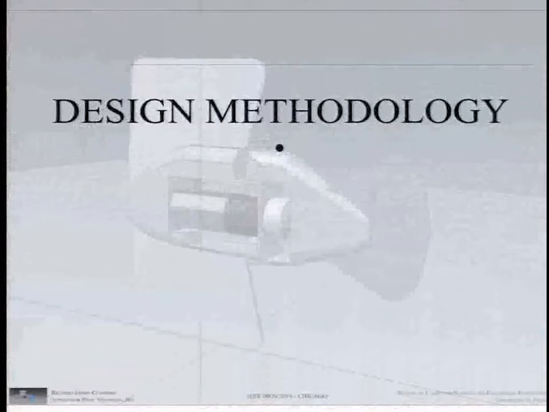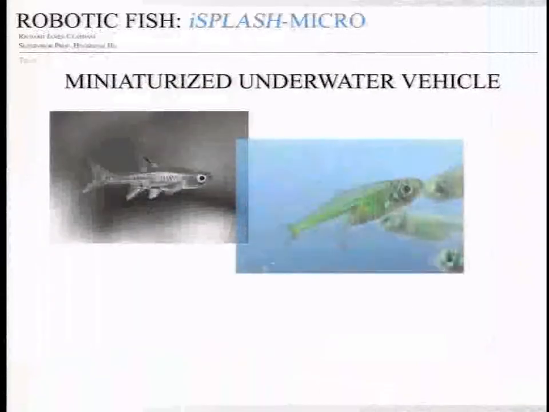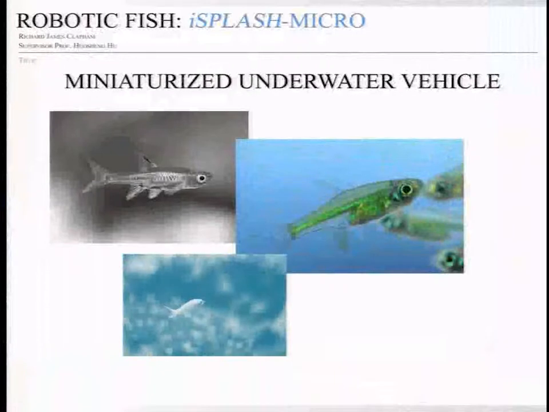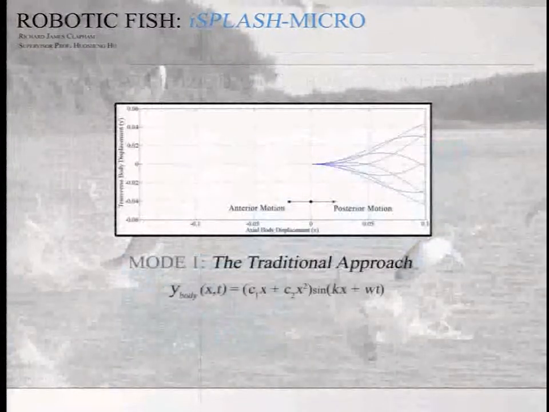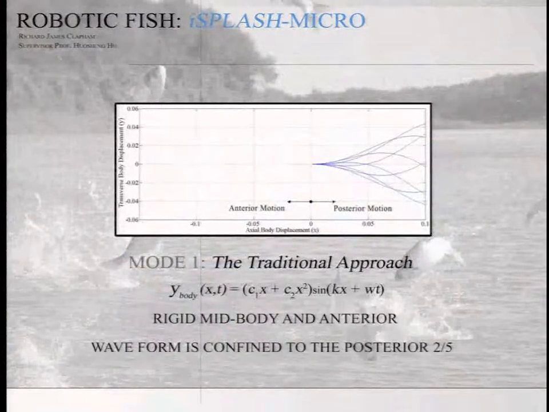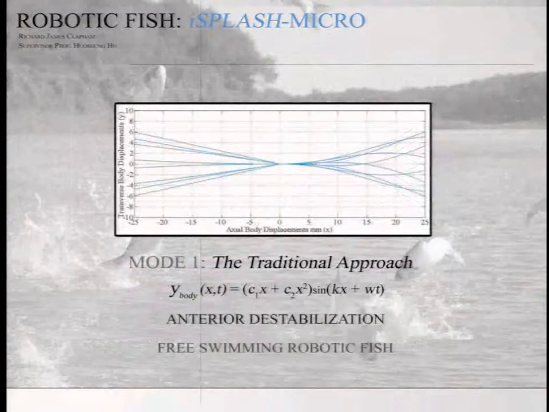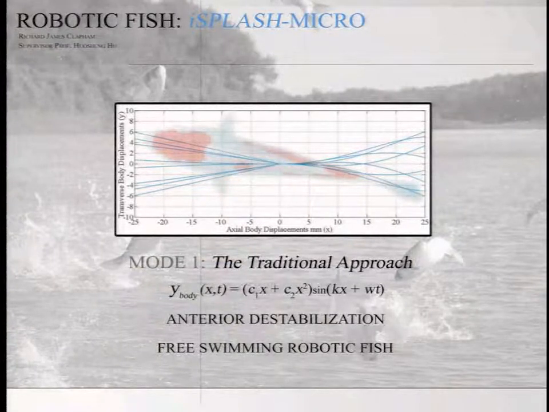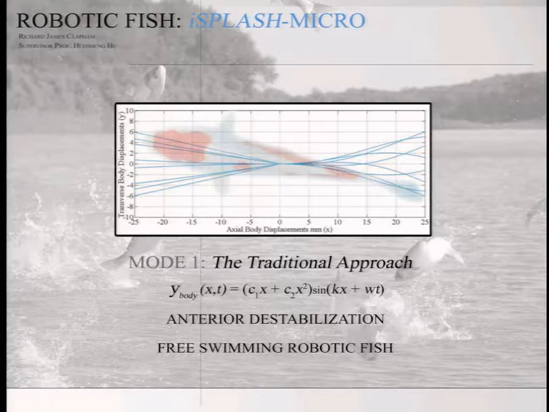Our main objective was to develop a high-speed millimeter scale build, as miniaturization can greatly benefit underwater operations. The traditional approach of previous designs typically confines the waveform to the posterior half of the body length. This approach creates anterior destabilization for free-swimming robotic fish, therefore leading to kinematic errors over the full body length. Based on intensive observations of real fish, we introduced a full-scale body length approach for our first-generation prototype, which we found to coordinate the anterior, mid-body and posterior parameters, increasing the linear swimming speed.